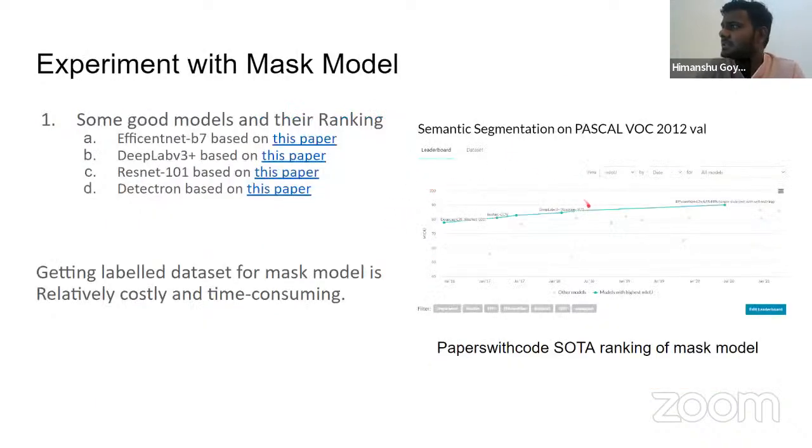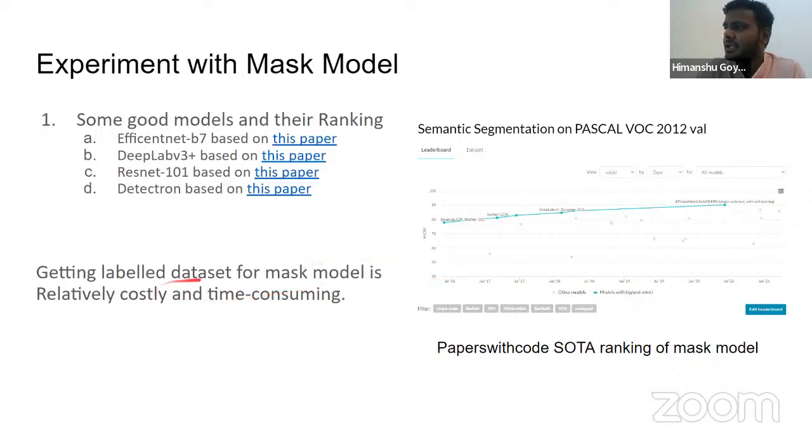So I just listed some of the models there in terms of mask models. If you see the Papers with Code ranking for semantic segmentation, EfficientNet, DeepLab version 3, these are some of the papers, and we have worked on them, but somehow or another we faced a blocker, and we finally decided to go with this one, the ResNet 101 based Detectron model, which was implemented in PyTorch.